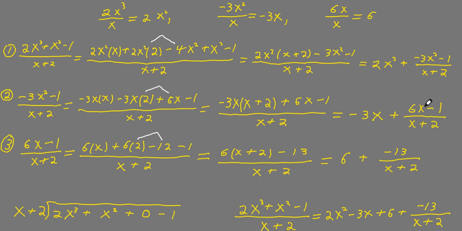And again, you can see that the degree of this is less than the degree of this. But the degree of this is 1 and the degree of this is 1. So this is still an improper fraction, so you can apply the procedure one more time on this fraction over here. So you take the leading term here, the 6x, and the leading term here, the x, you divide them and you get the multiplier 6.